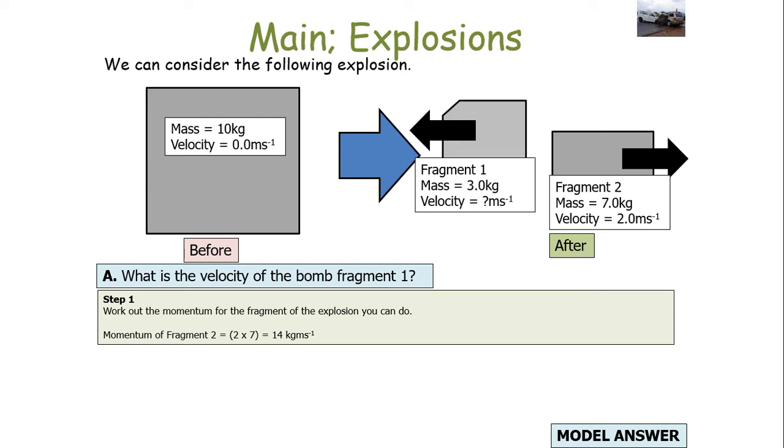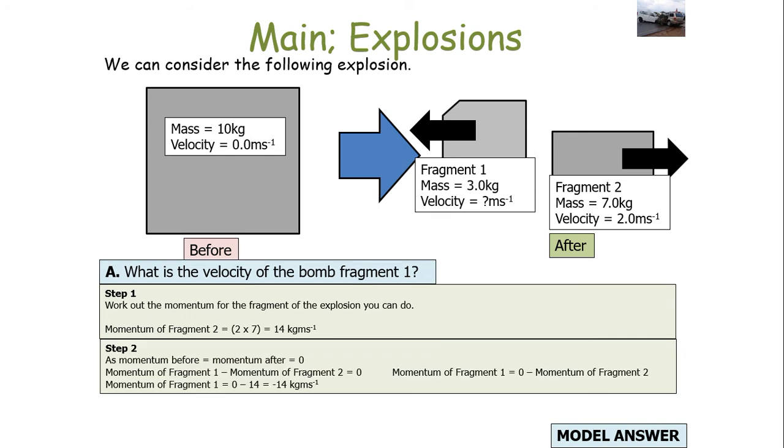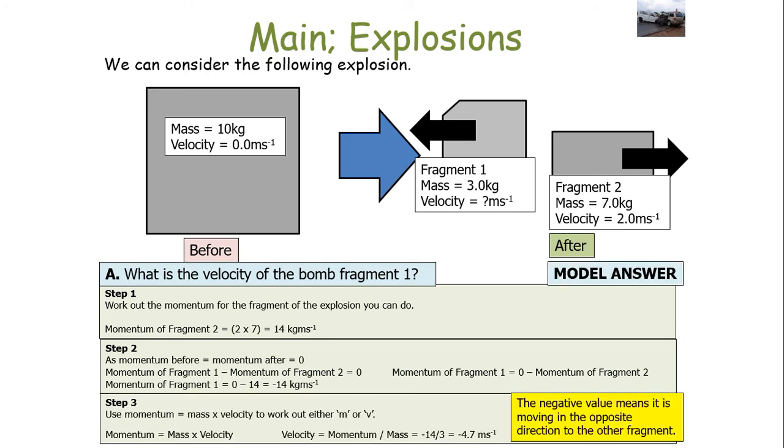Now for step 2, if the total momentum before is 0, the total momentum afterwards is 0, so the momentum of 1 plus 2 is equal to 0. We know the momentum of fragment 2 is plus 14, so therefore fragment 1 must have a momentum of minus 14, because plus 14 minus 14 equals 0. So with step 2, we've worked out the momentum of fragment 1, and then we use the equation momentum equals mass times velocity and rearrange it to work out either m or v depending on the question.